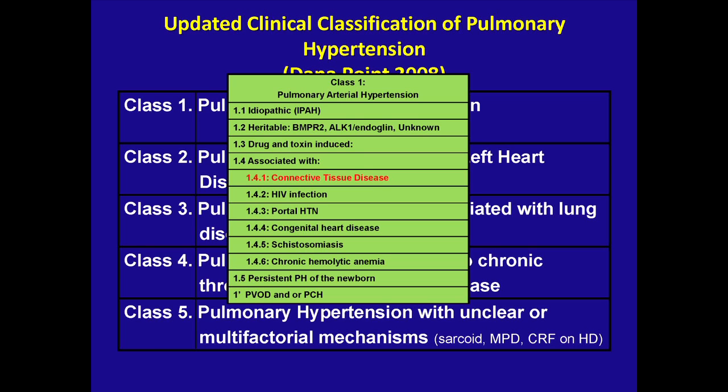So this is the Dana Point 2008 classification scheme of pulmonary hypertension, and what we're all familiar with in scleroderma and what we all worry about is this class 1 pulmonary arterial hypertension. That's what we're going to mainly focus on today. But we know this is a rare disease.